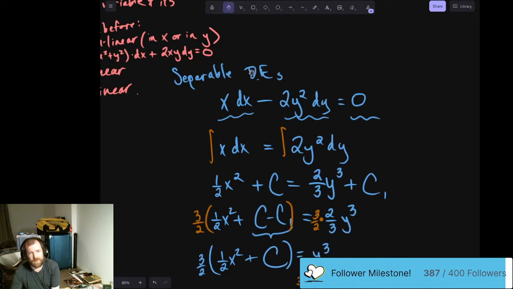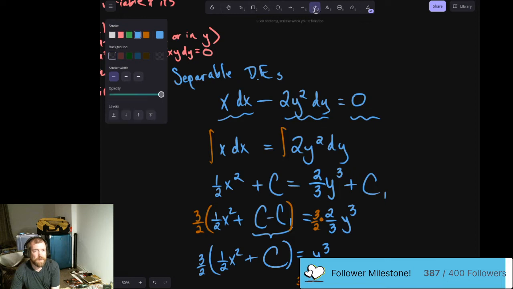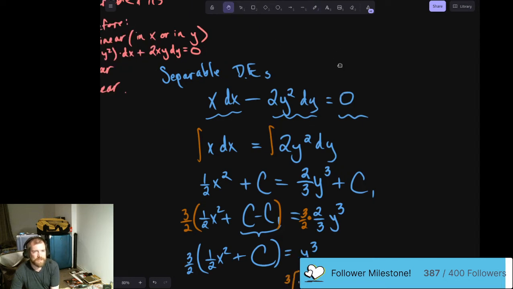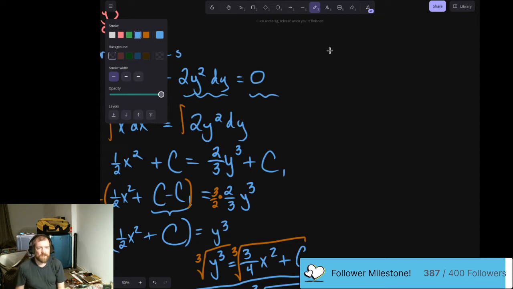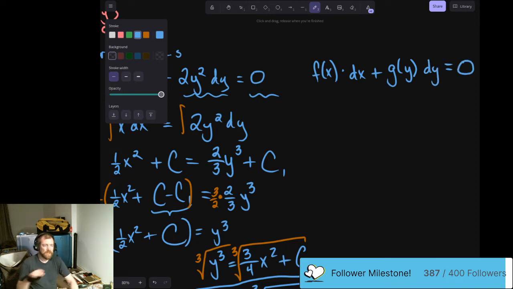Okay, so separable differential equations look something like this. In general, we can generalize separable differential equations to look like some function f of x times dx plus some function g of y dy is equal to 0. In a separable differential equation, you will be able to simplify your equation into this form.